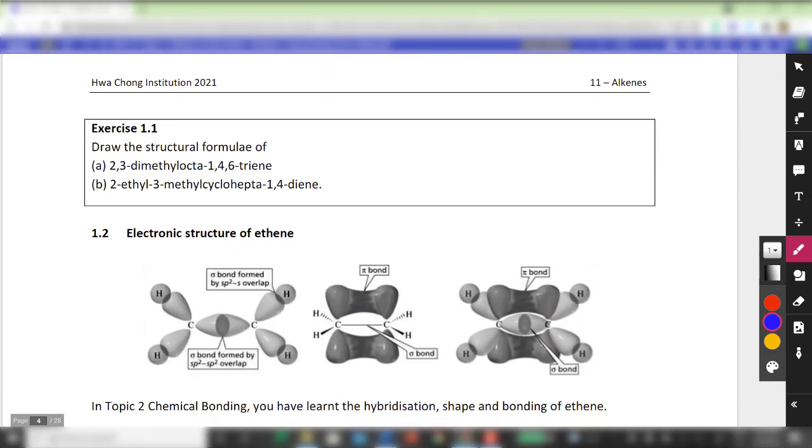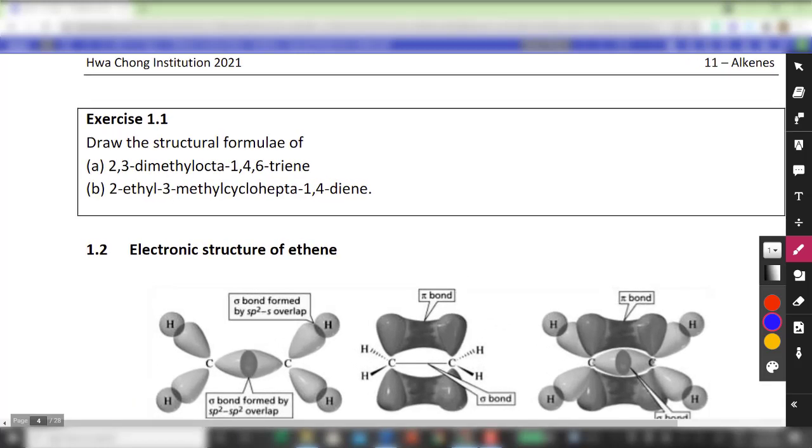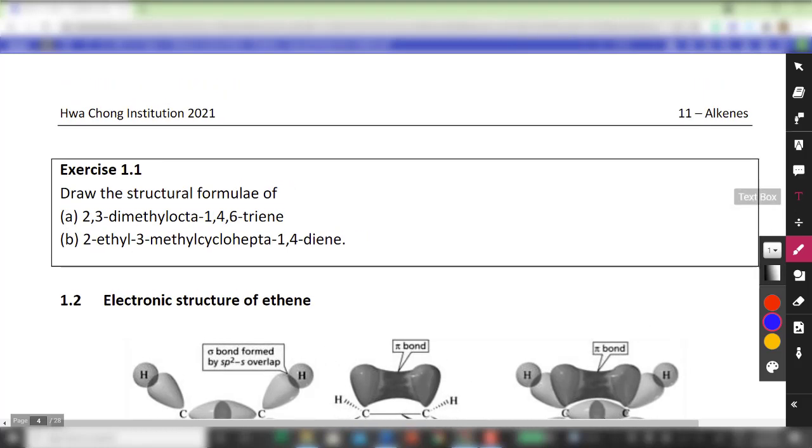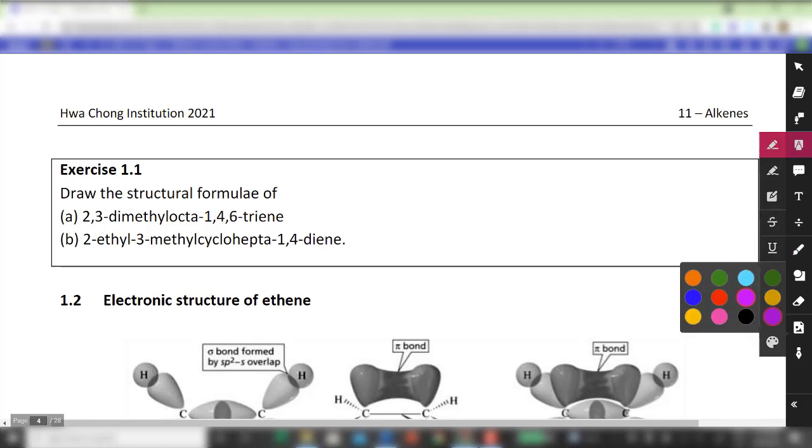Right, so for exercise 1.1, we are going to draw the structural formulae of these 2 compounds. So let's try to do it. For 2,3-dimethyl octa-1,4,6-triene, the easiest way is to look at the parent. In this case, the parent is octa, so there are 8 carbons in total, and it's a triene, which means there must be 3 C=C double bonds. I'm just going to draw a skeletal structure out first.